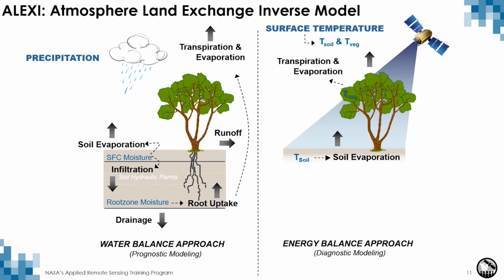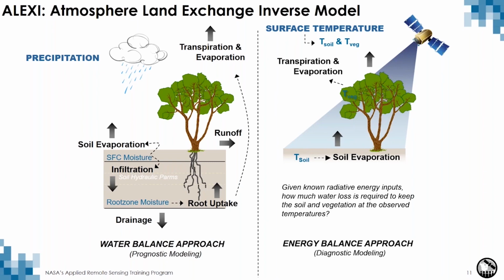For an energy balance approach, essentially what we're doing is, like I said, we're giving the known radiative inputs, and we can calculate how much water has to be lost or evaporated back into the atmosphere to keep the soil and vegetation at the observed temperature rates.